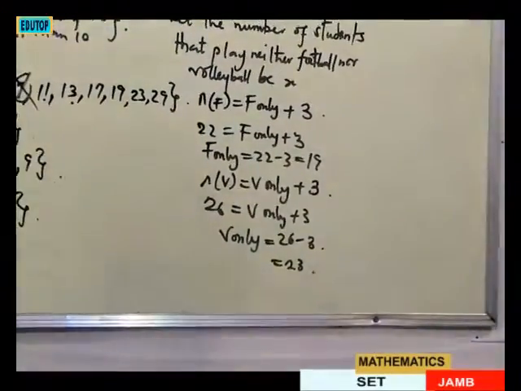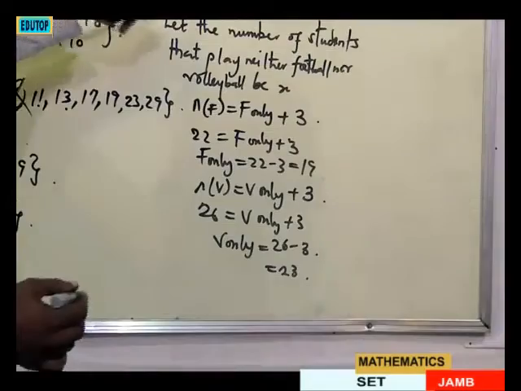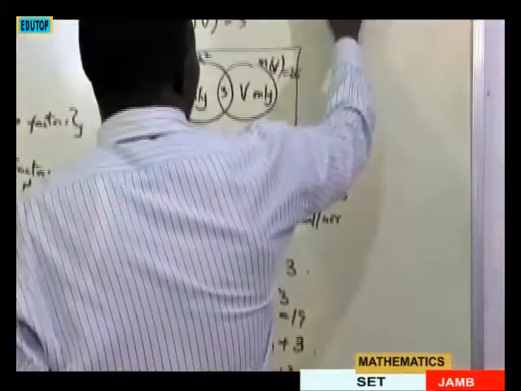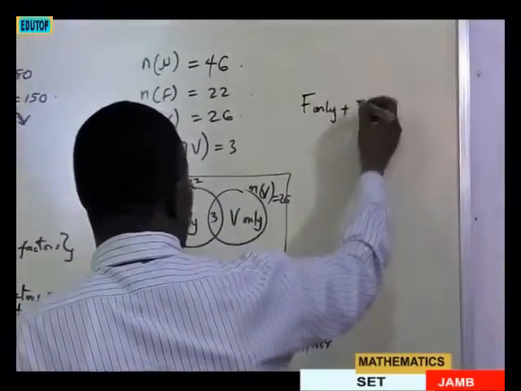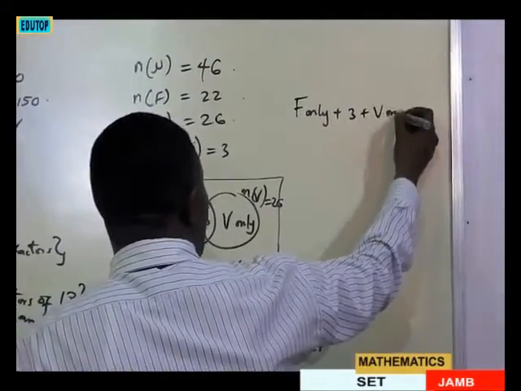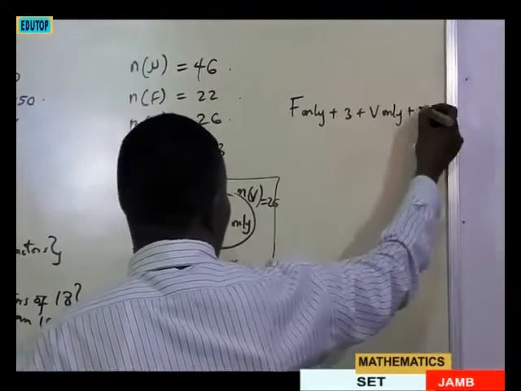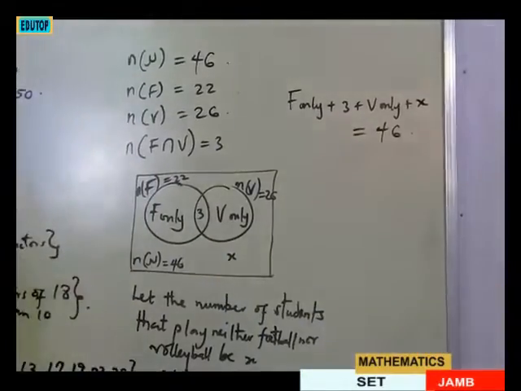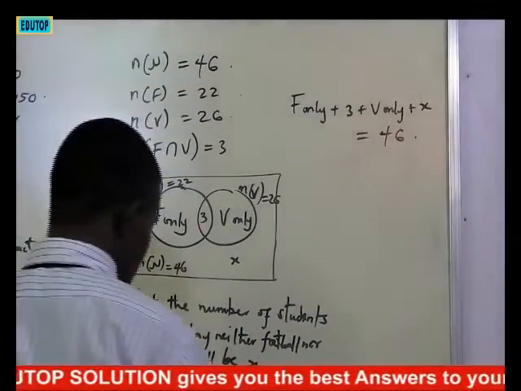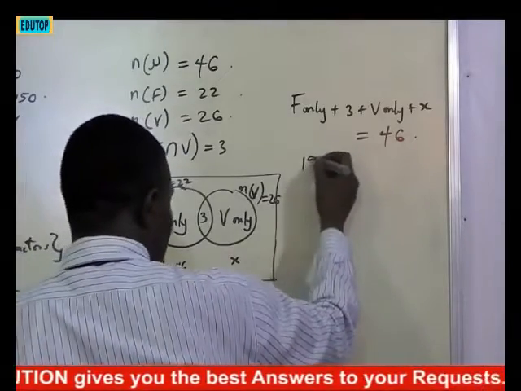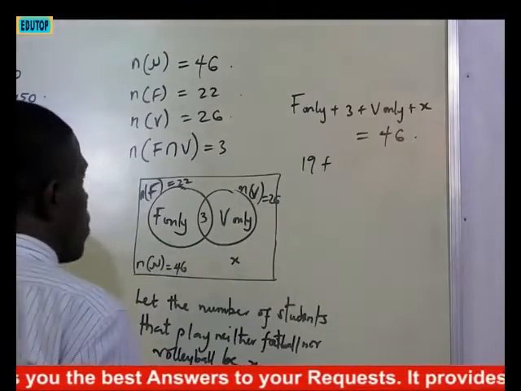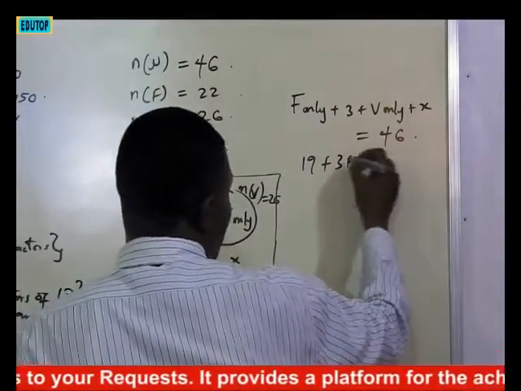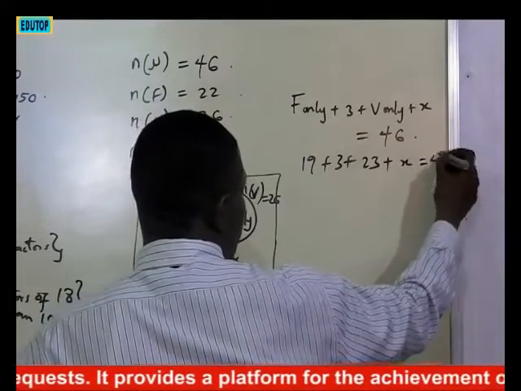Take note of that. If you want to know the number of this universal set, it should be F only plus both games plus V only, plus the neither, those playing neither football nor volleyball. That must equal 46. Then what is F only? F only is now 19, plus 3. What is V only? V only is now 23, plus X equals 46.